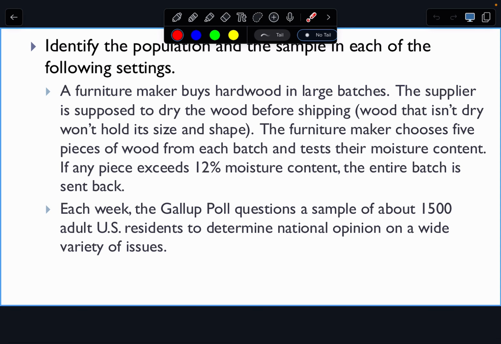Here's a scenario. What's my population of interest? What's my sample? And that's probably the most important part of this data collection, is just understanding who we're trying to figure out information on, and then how am I going to go about doing that? What sample am I going to try to collect to get that information that I need?